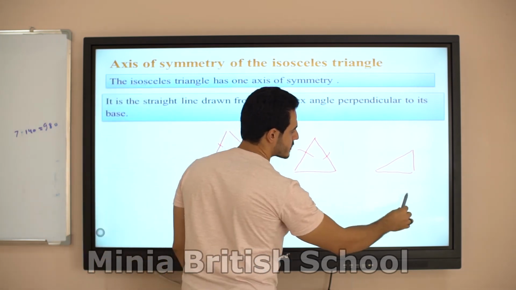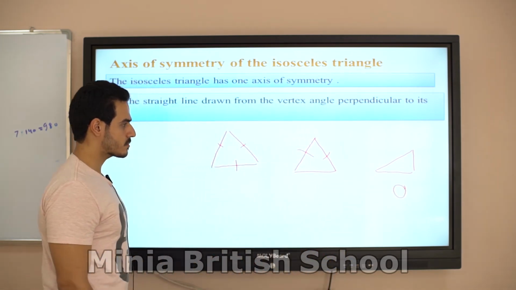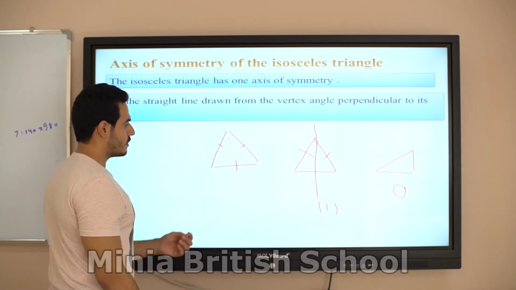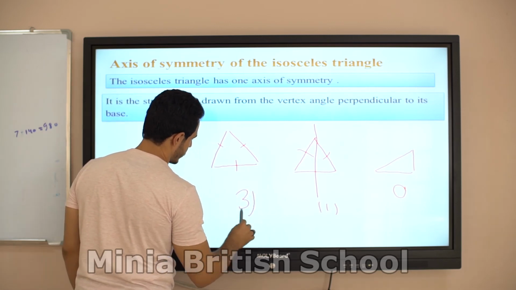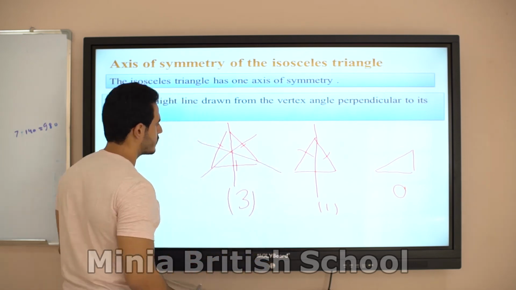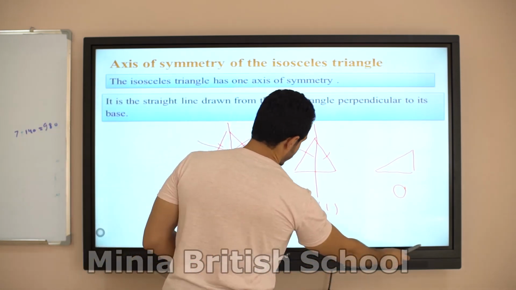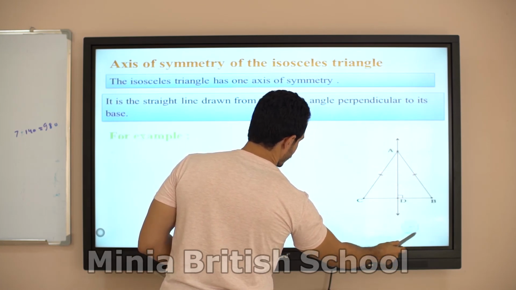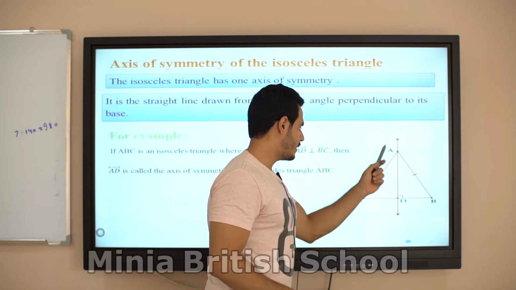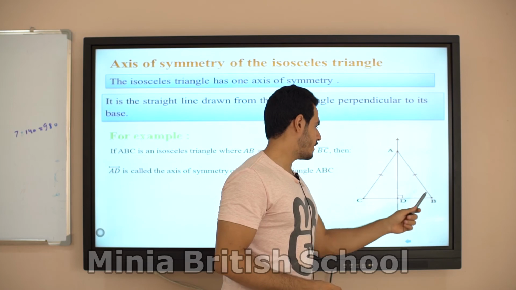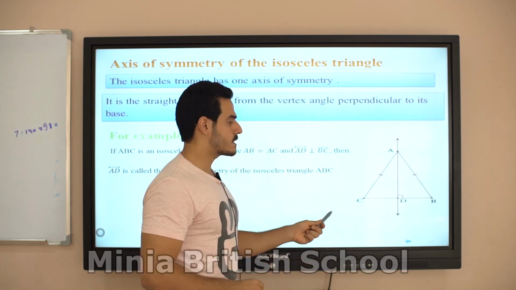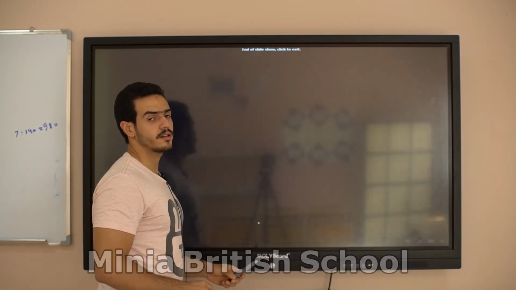Okay, scalene triangle has zero axes of symmetry, but isosceles triangle has one. The equilateral triangle has three axes of symmetry, from this vertex, and from this vertex, and from this vertex. Okay? For example, AB equals AC, then triangle ABC is isosceles triangle. Then AD is axis of symmetry of this triangle.